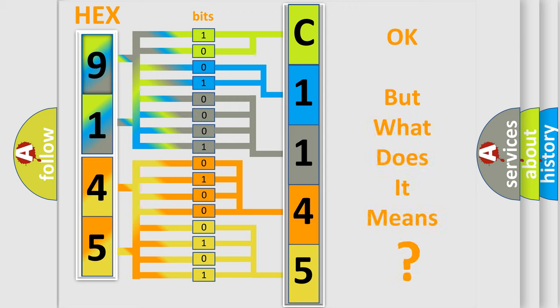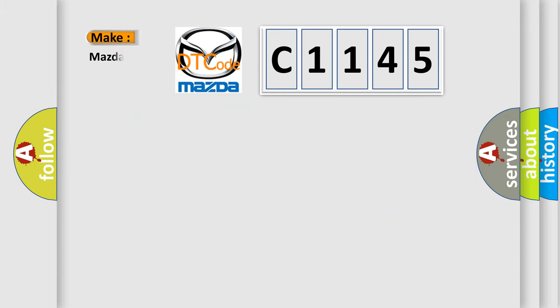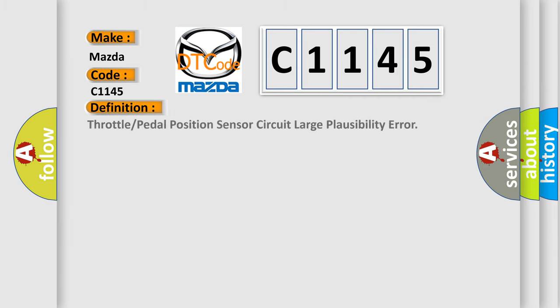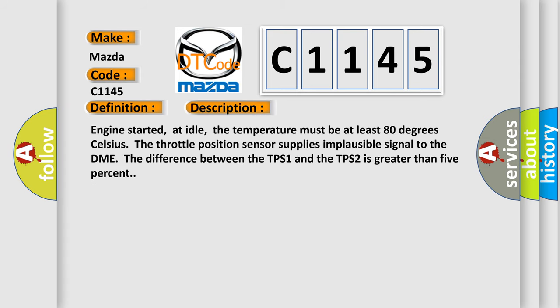The number itself does not make sense to us if we cannot assign information about what it actually expresses. So, what does the Diagnostic Trouble Code C1145 mean specifically for Mazda car manufacturers? The basic definition is throttle or pedal position sensor circuit large plausibility error. And now this is a short description of this DTC code.